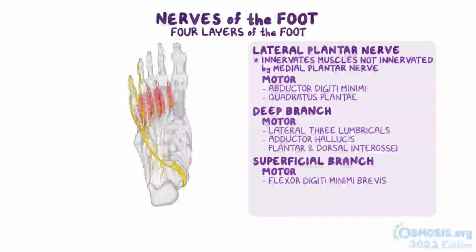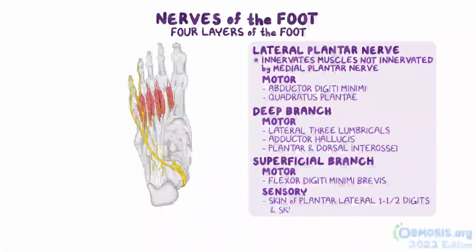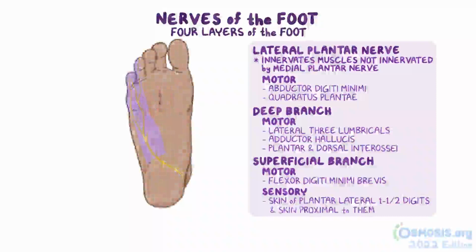In regards to cutaneous sensory innervation, the superficial branch divides and goes on to supply the skin of the plantar aspects of the lateral 1.5 digits, the dorsal skin and nail beds of their distal phalanges, and the skin of the sole proximal to them.